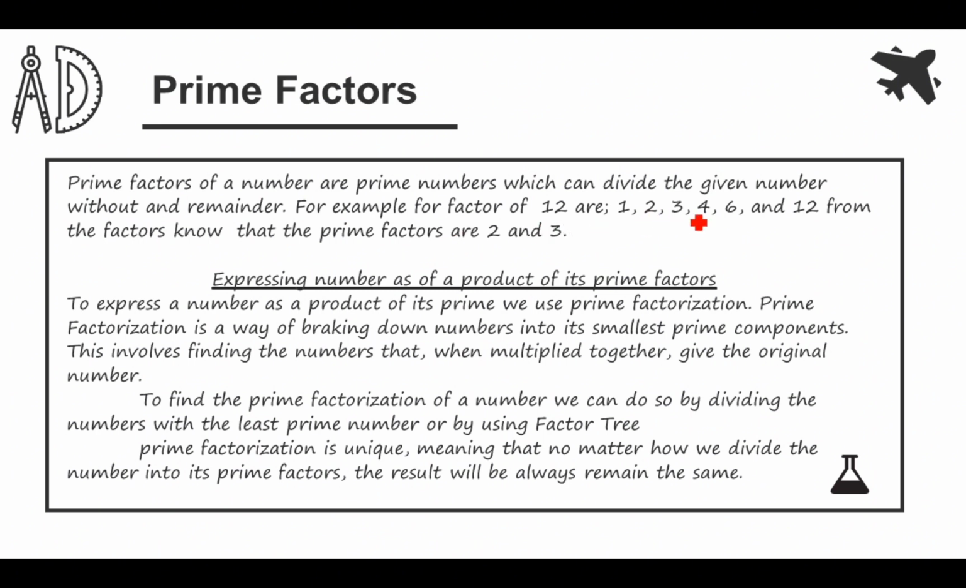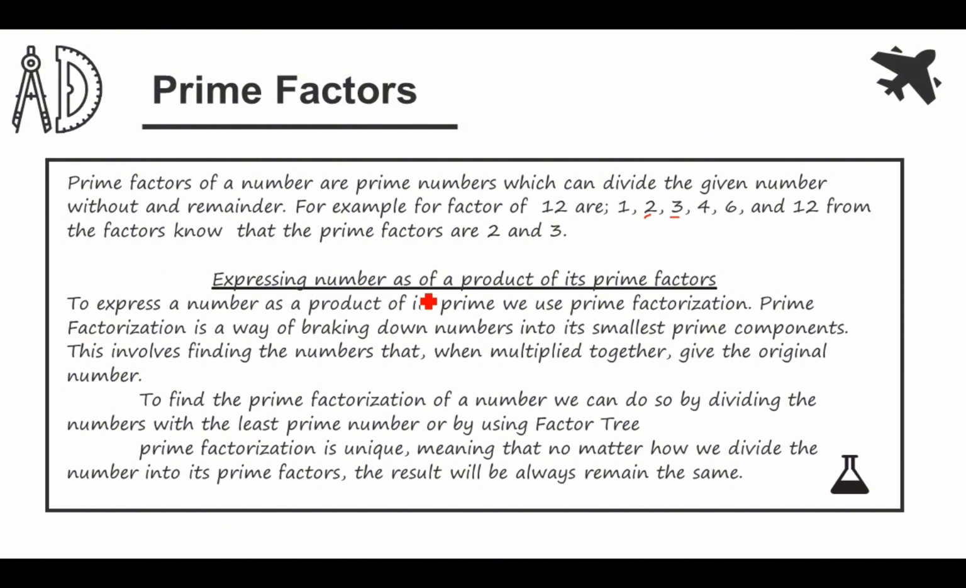From our previous example, we have factors of 12: 1, 2, 3, 4, 6, and 12. Now the prime numbers here are 2 and 3. So these 2 and 3 are going to be our prime factors. I hope you understand. Meaning, let's assume I give you a number like 10. Factors of 10, we have 1, 2, 5, and 10. We know that 2 and 5 are our prime factors because only 2 and 5 are prime numbers in the factors of 10.